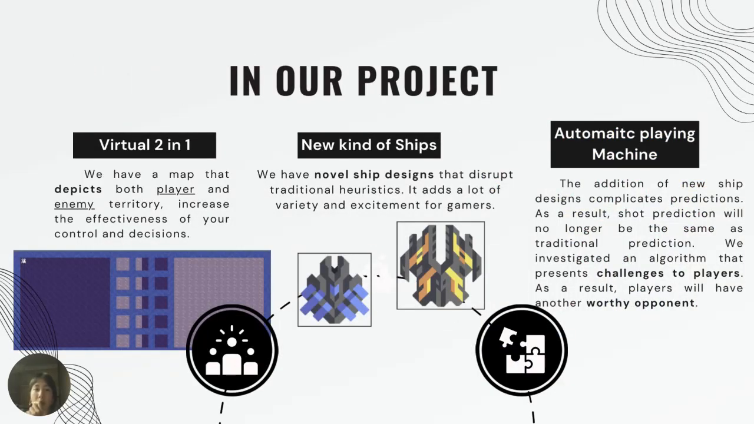In our project, virtualized 2 in 1, we have a map that describes both player and enemy territories, increasing the efficiency of your control and decisions. We have a novel ship design that breaks with traditional heuristics, increasing the excitement of the player while playing this game. Automatic playing machines: because of the new ship design, shot prediction will no longer be the same as traditional predictions. We investigate an algorithm that presents a challenge to the player. As a result, the player will have another worthy opponent.